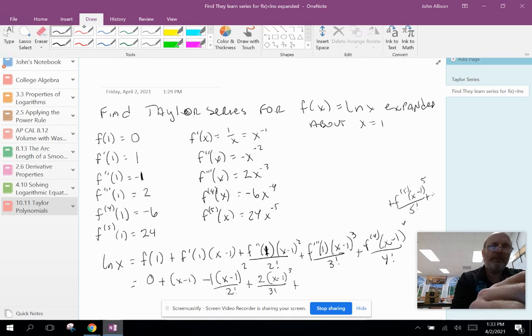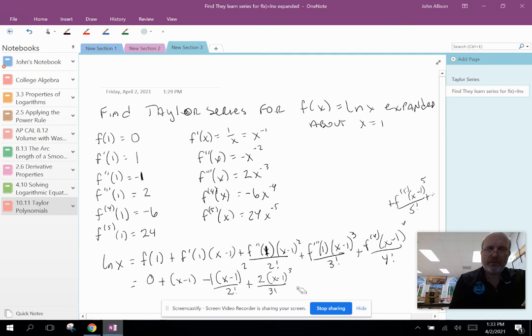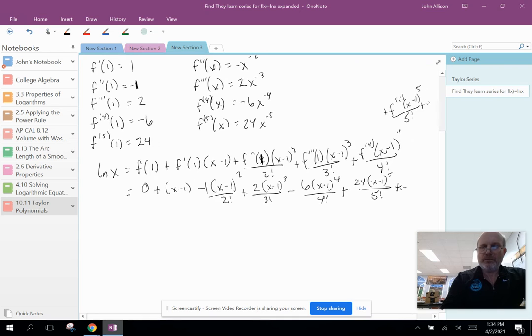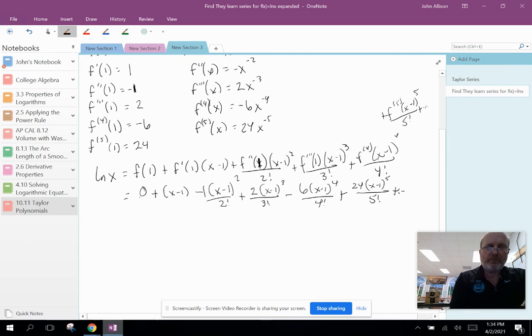Let me go ahead and get the eraser again there. So this is going to be negative 6 times x minus 1 to the fourth over 4 factorial, and then plus 24 times x minus 1 to the fifth over 5 factorial. And we said this keeps going on and on and on. So the reason I want you to see this, I want you to look and see what's happening here. Let's evaluate this and see the zero's gone.